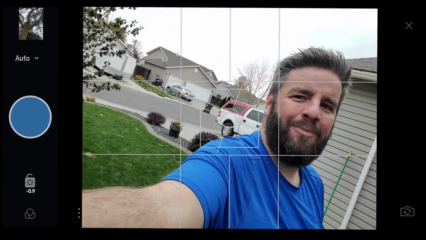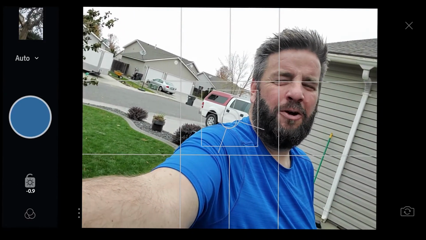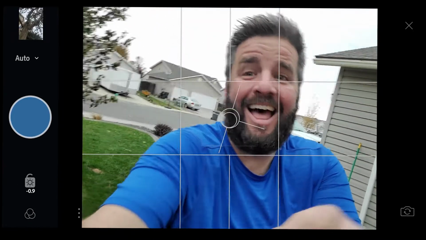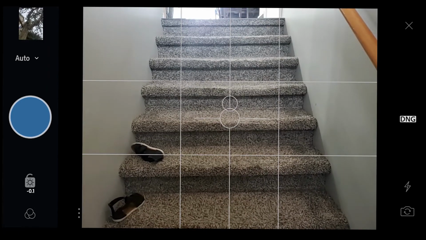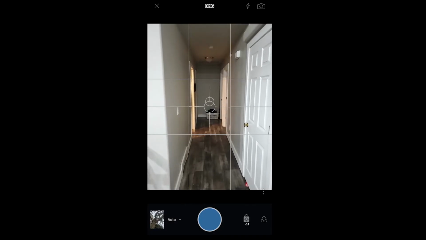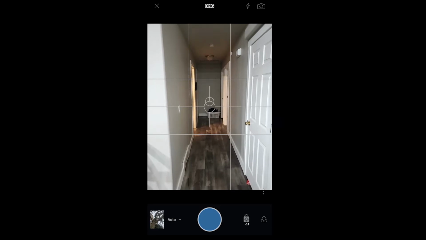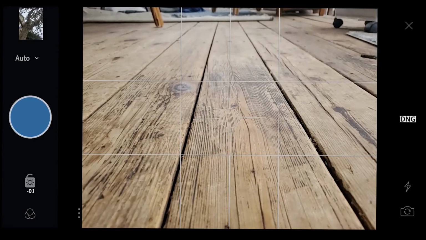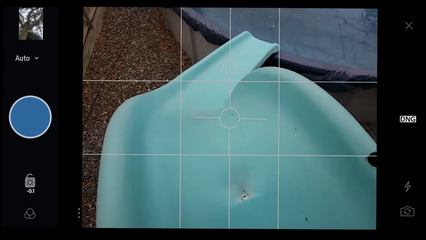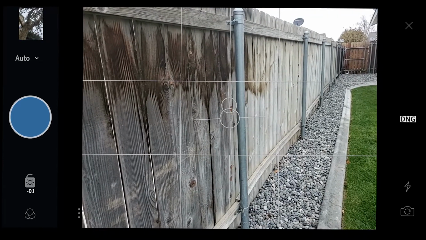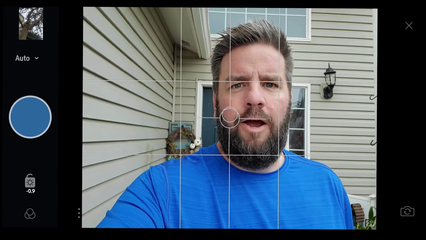Love this shot right here. Your arm can be leading lines. This is not such a great photo right here, but look at my arm. Nice leading line. Your stairs can be leading lines. The walls and hallways in your house can be leading lines. Your deck can be leading lines. Your pool slide can be leading lines. Your fence can be leading lines. All right, I think you get the idea.